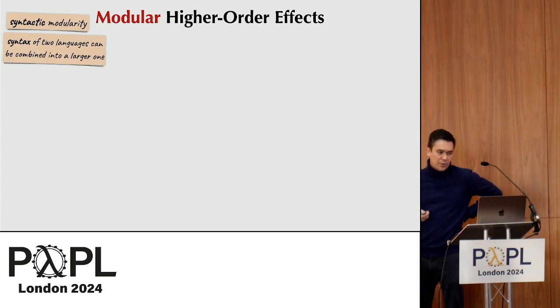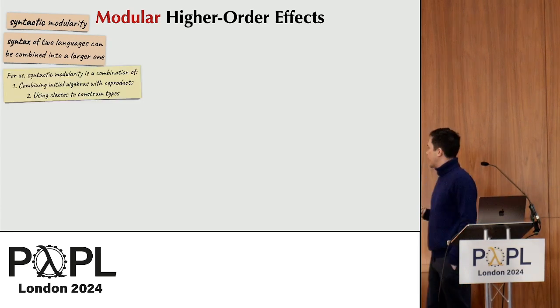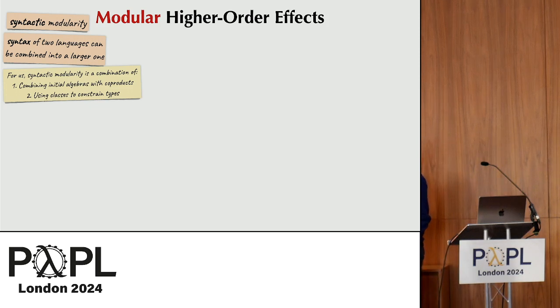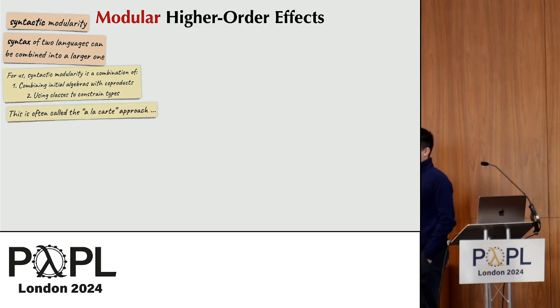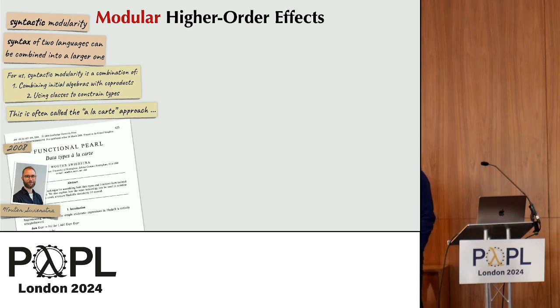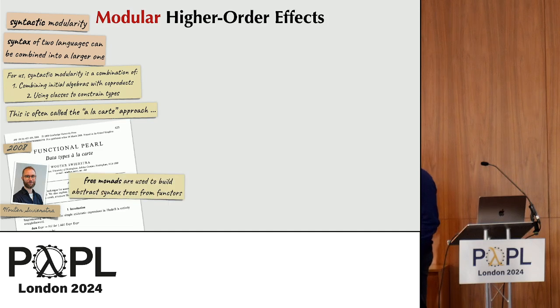Let's focus a bit more on the origins of syntactic modularity and where that comes from. For us, syntactic modularity is the combination of two things: combining what we call initial algebras with coproducts and using a class system to constrain the types. That tends to be the way that we Haskellers do things, and what's done in the library that I'm presenting here. This is often called the a la carte approach, which was due to Swierstra in 2008, who really popularized this idea of using syntax trees defined as free monads, and then combining these things using type classes.